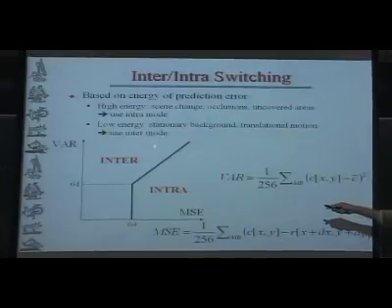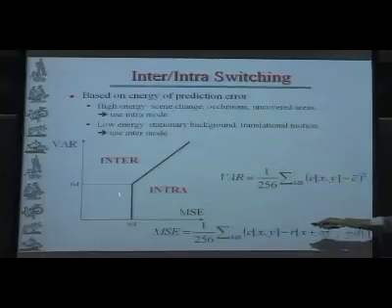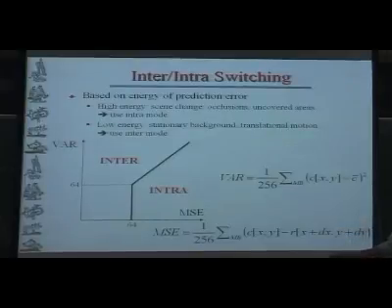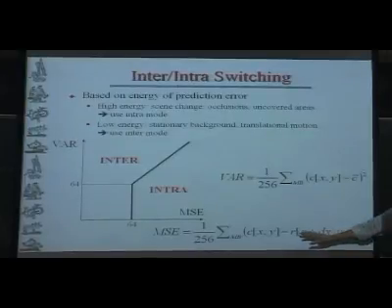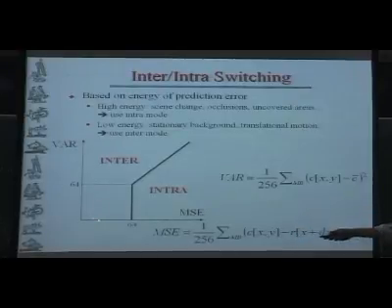Okay? What about here? What about in this area? Why should you do inter? Oh, low MSE, right? Low MSE means you do very good motion estimation, correct? Then you should do inter.